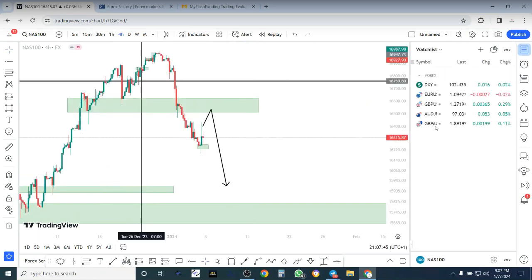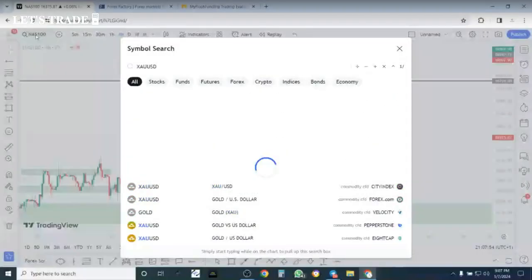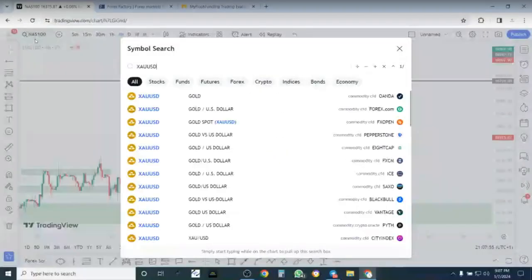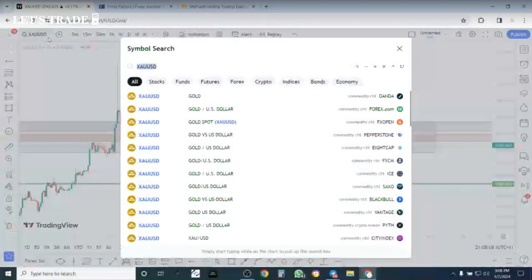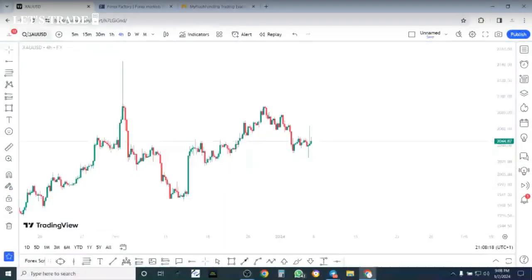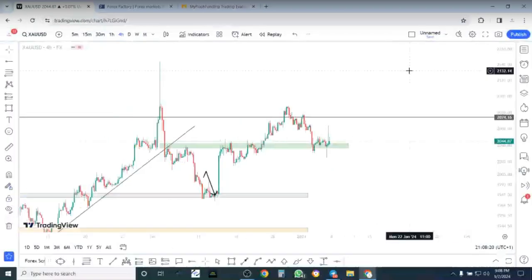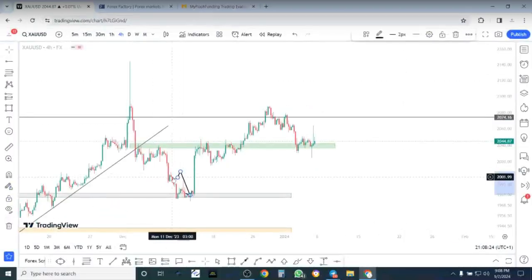Okay, let's look at gold. Gold right now, I won't even lie to you, I'm kind of confused. Some couple of months ago, gold and the other USD pairs were aligned with each other, trading in the same direction. But for the past few months, I think from October or November, I started observing that gold is beginning to have a mind of its own.